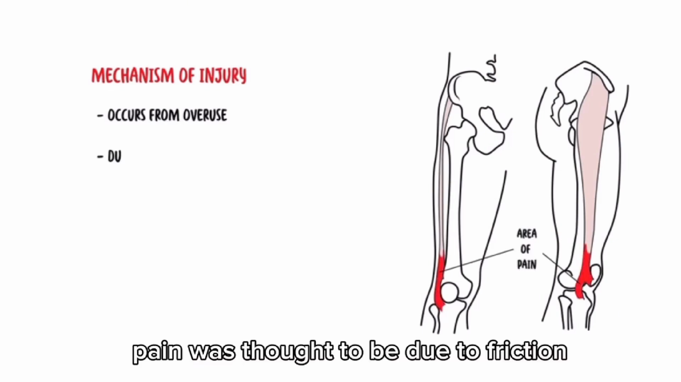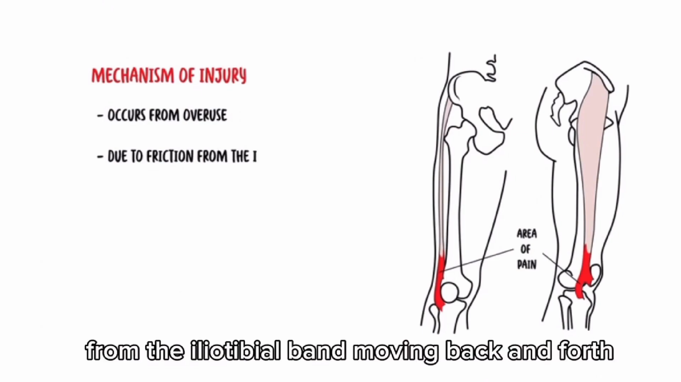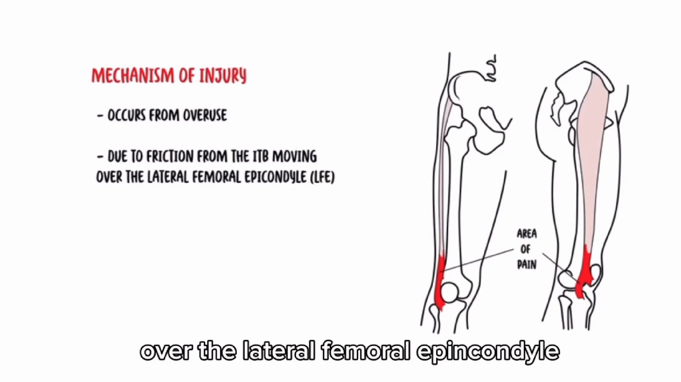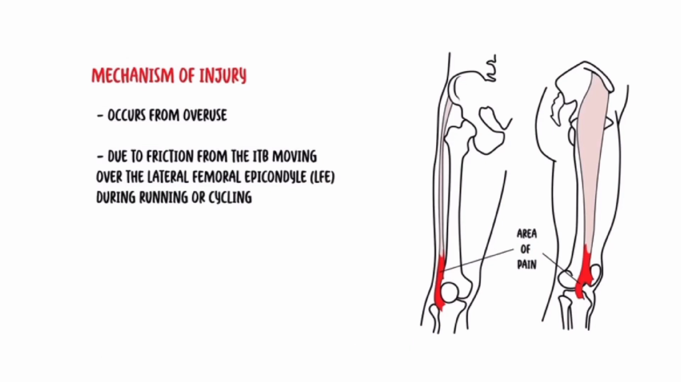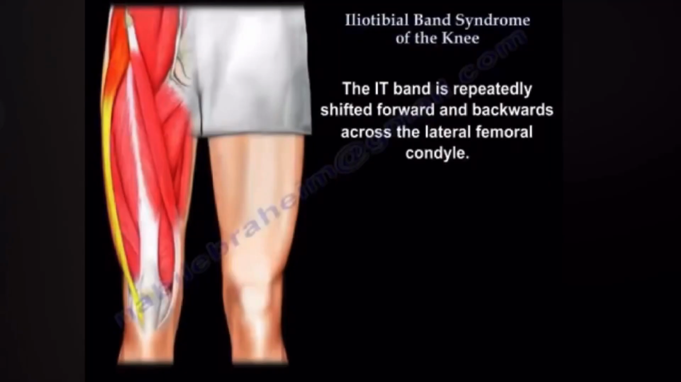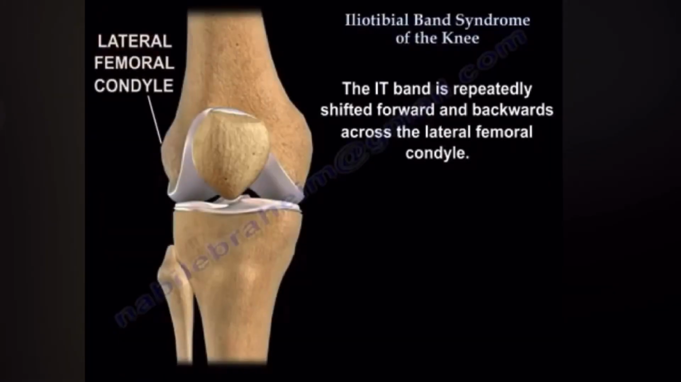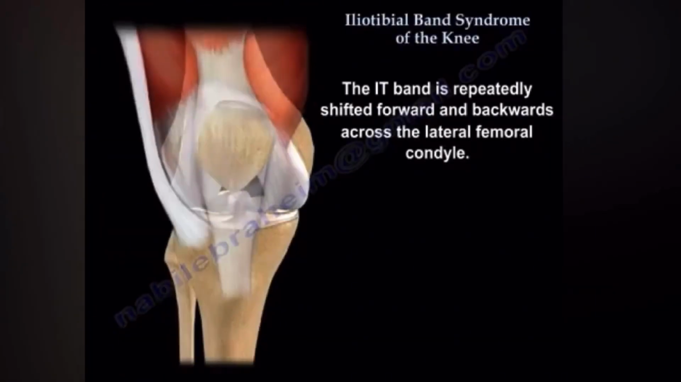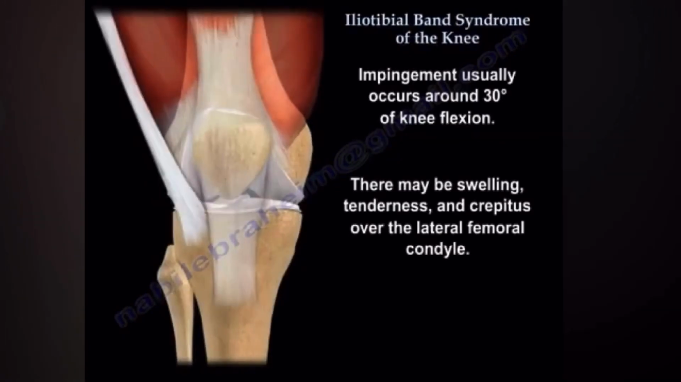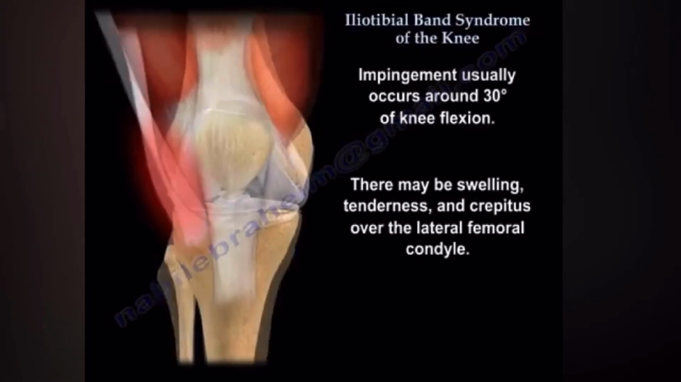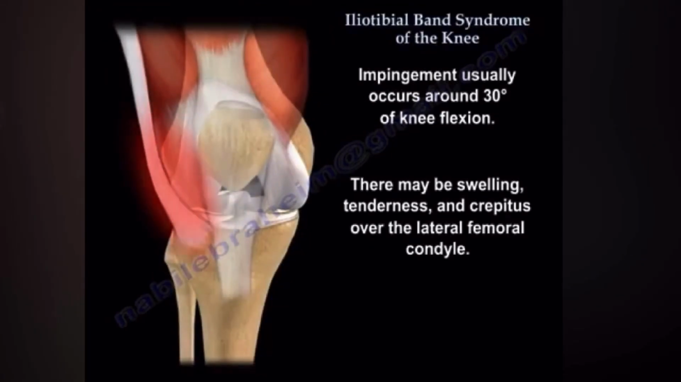Previously, pain was thought to be due to friction from the iliotibial band moving back and forth over the lateral femoral epicondyle during activities such as running or cycling. Iliotibial band is repeatedly shifted forward and backwards across the lateral femoral condyle. Impingement usually occurs around 30 degrees of knee flexion. There may be swelling and tenderness and crepitus over the lateral femoral condyle.